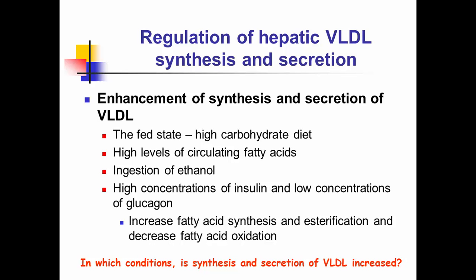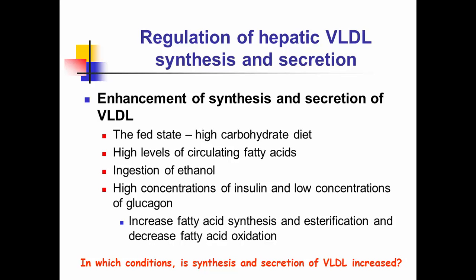So one is if we consume a high carbohydrate diet, right? So we have lots of de novo lipogenesis happening, and then we synthesize a lot of fatty acids in the liver. So these fatty acids need to be transported to the adipose tissue. That makes the liver synthesize more VLDL to pack and transport the fatty acids, which are synthesized from the carbohydrate, to the adipose tissue. So this is one condition in which VLDL synthesis and secretion can be stimulated and increased.